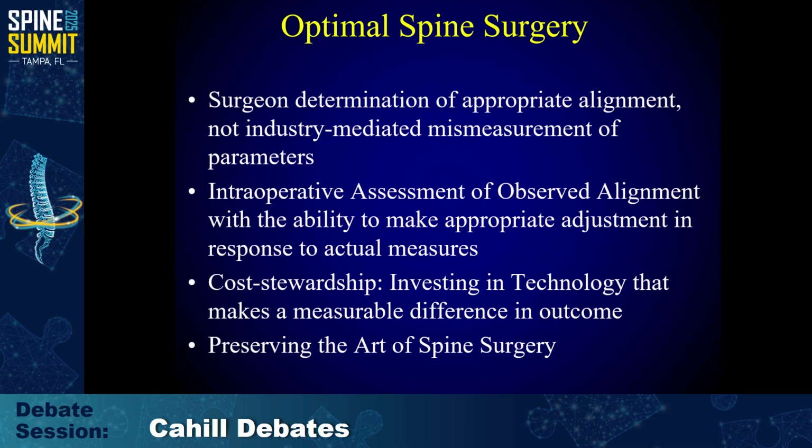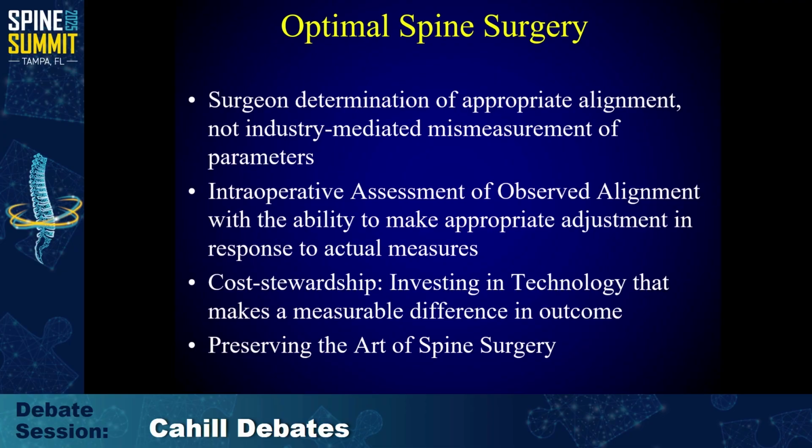So ultimately, I think optimally performed surgery involves a surgeon determining the appropriate alignment, not some industry-mediated mismeasurement of parameters. I think an intraoperative assessment of observed alignment with the ability to make appropriate adjustments is really critical. So accurately figuring out your alignment intraoperatively and adjusting that, rather than just blindly following a rod that actually gets bent oftentimes in more stiff deformity. I think if we're going to be cost stewards, we need to think about investing in technologies that make a measurable difference in outcome. And I've shown you that there's no consistent measurable difference in outcome using these patient-specific rods.